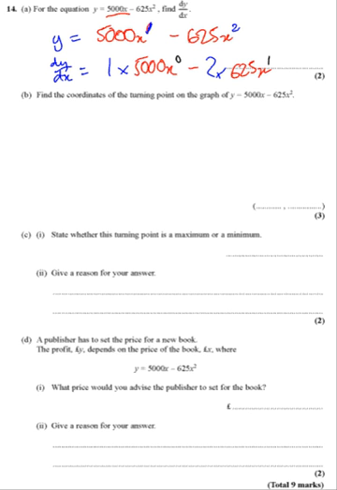So what we end up with is 1 times 5,000x to the 0. Anything to the 0 is 1. So 5,000 times 1 times 1 is going to be 5,000. And then we've got 2 times 625x to the 1, which is x. So it's going to be 1250x. So that's our answer.